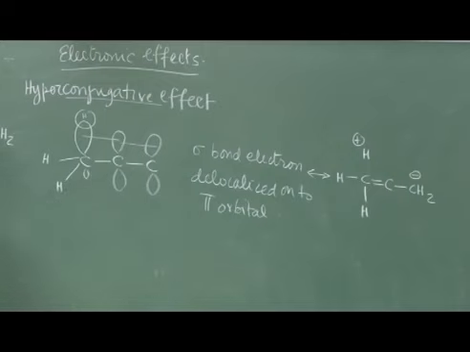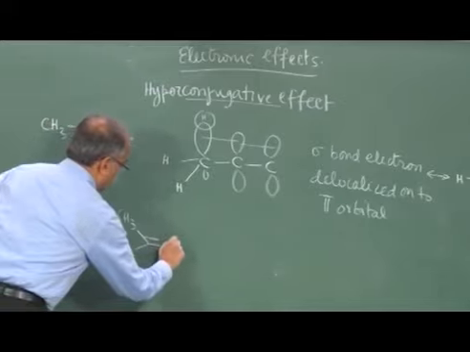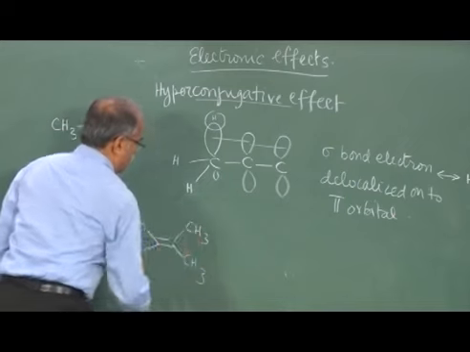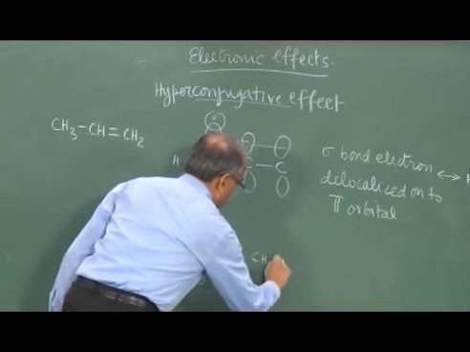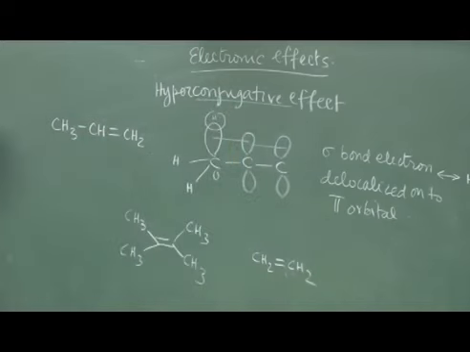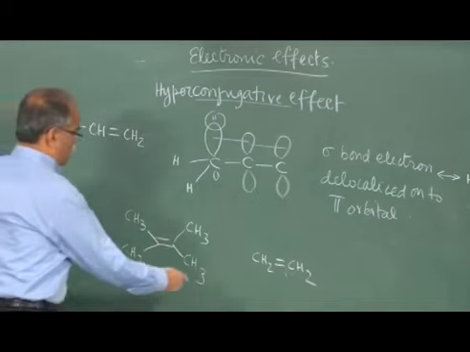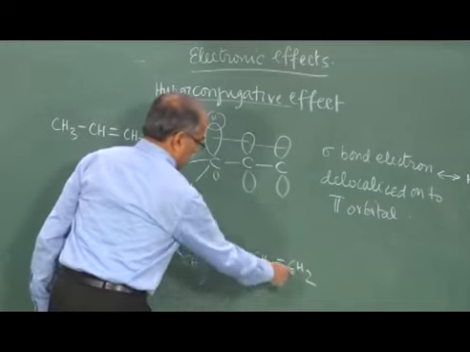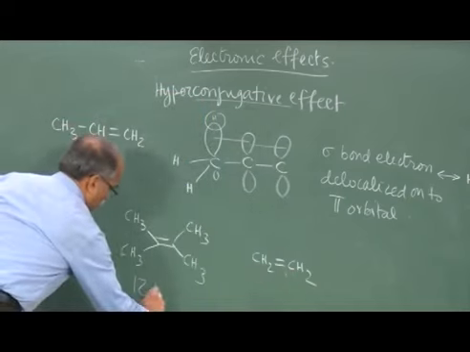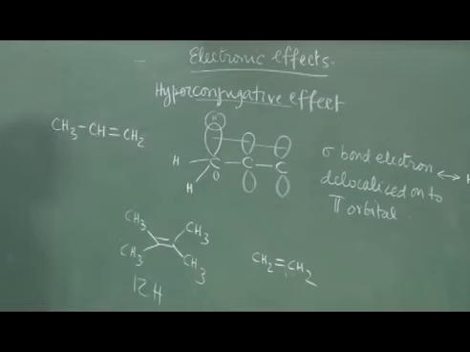Hyperconjugative effect essentially explains the thermodynamic stability of, for example, this one compared to this one. A fully substituted double bond is more stable thermodynamically compared to an unsubstituted double bond like this. Here there are no groups which can lend hyperconjugation effect in the case of ethylene, whereas here there are 12 hydrogens which can participate in hyperconjugation effect.